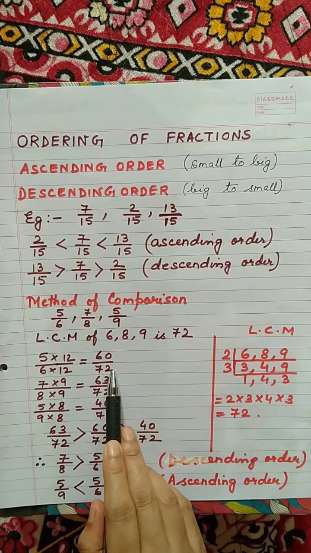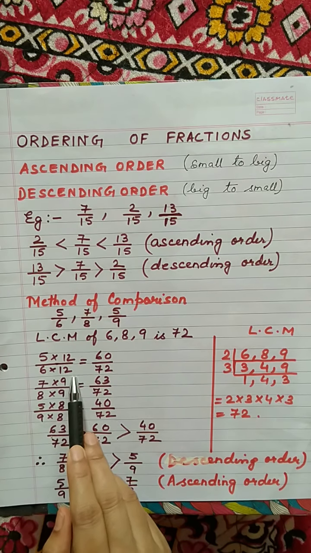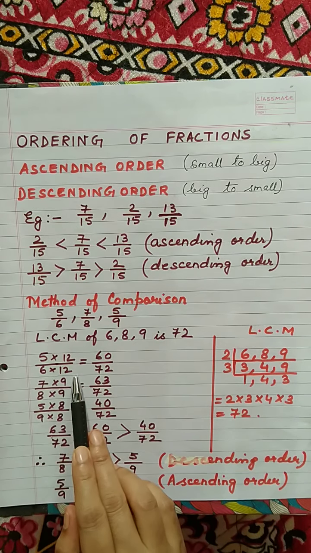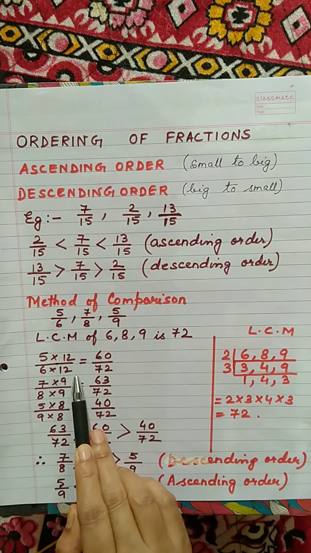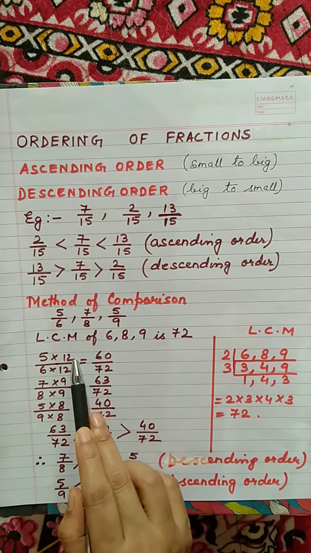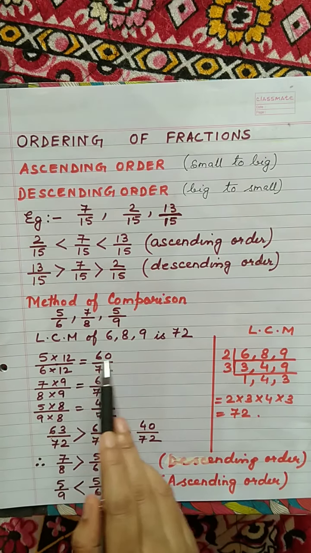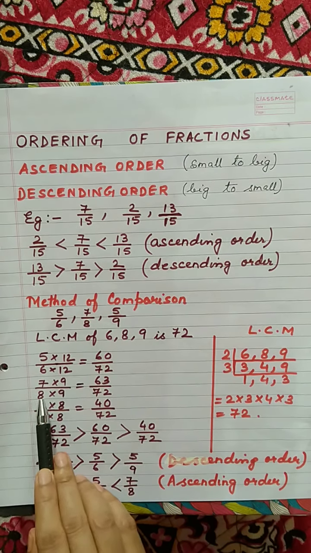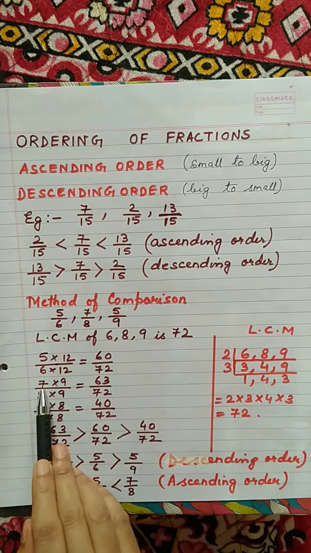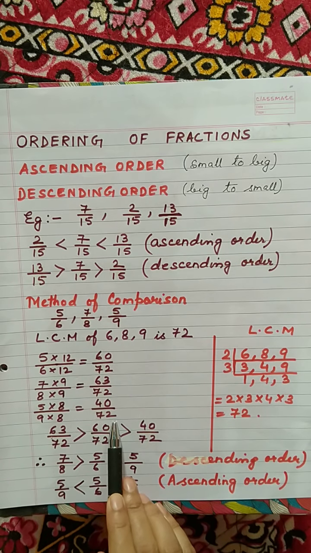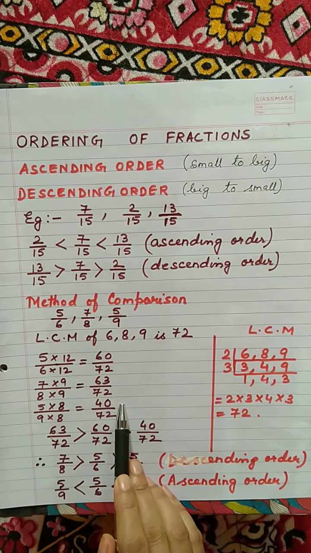Now how do we make it 72? 6 multiplied by 12 is 72. Now as I told you, once we multiply the denominator with a number, we have to multiply the numerator with the same number. So 5 into 12 is 60, 6 into 12 is 72. 8 nines are 72, 7 nines are 63. 9 eights are 72, 5 eights are 40.